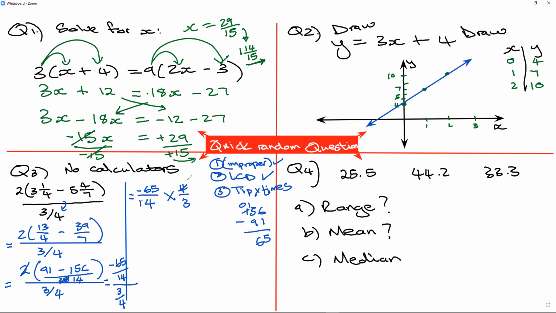Now I can divide this by 2, and I can divide this by 2 to get 7. I'm going to multiply the top: 2 times 65 is negative 130. And 7 times 3 is 21. Now here's something else. We have to simplify this. Can we simplify this further?